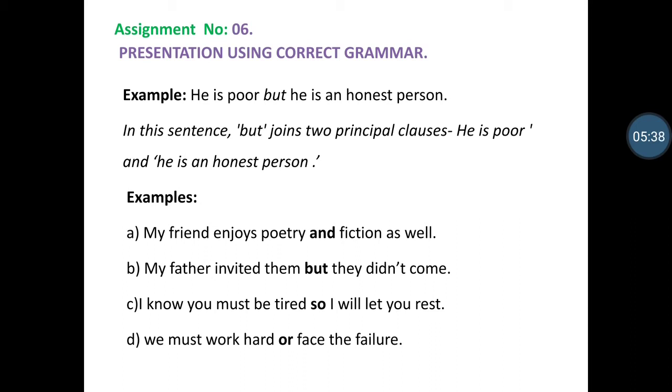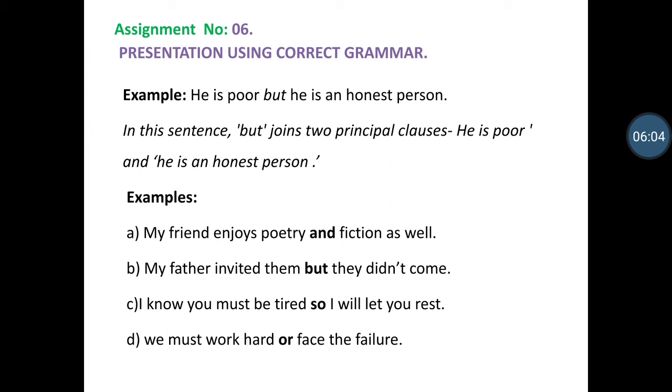I know you must be tired, main clause. So I will let you rest. "So" is the conjunction used, and "I will let you rest" is the other clause. You must work hard, main clause, or face failure. "Face failure" is a subordinate clause joined by the conjunction "or." It means you must work hard or face failure.